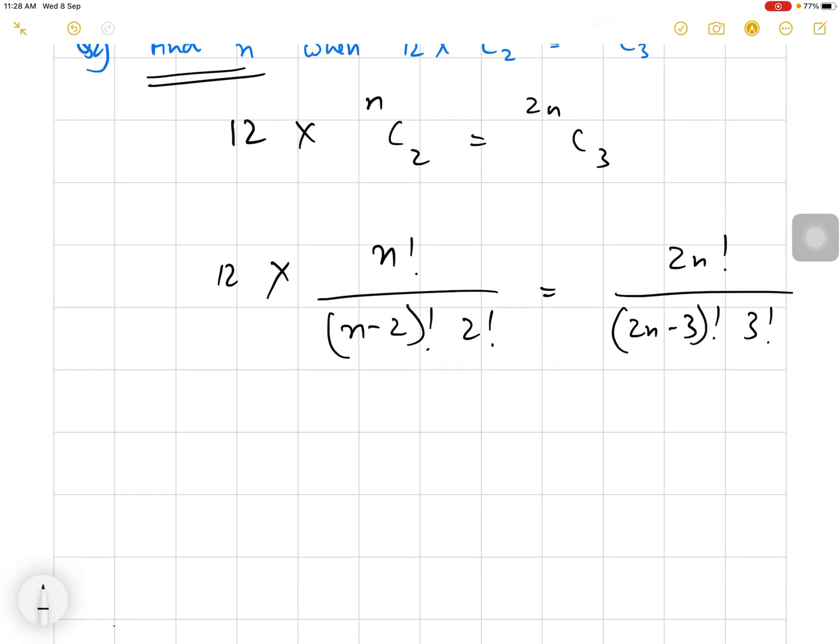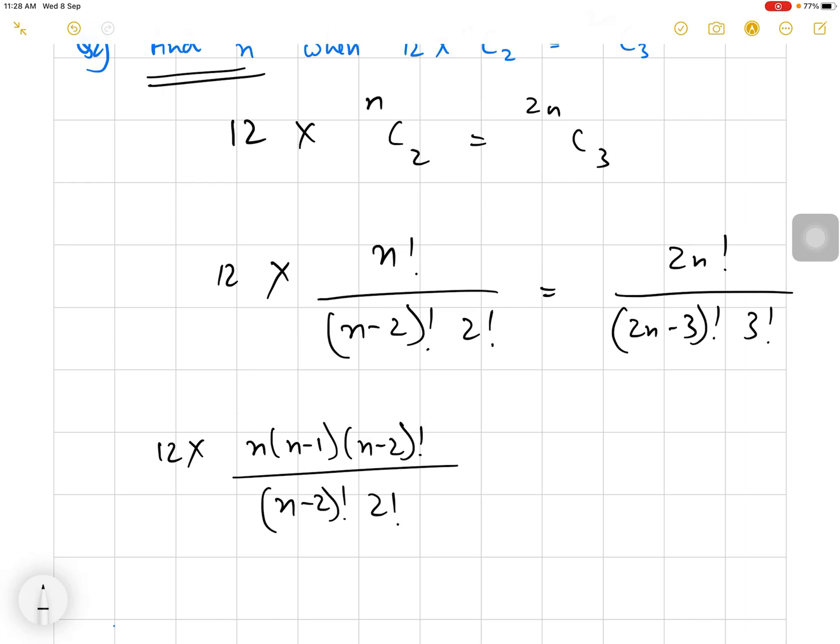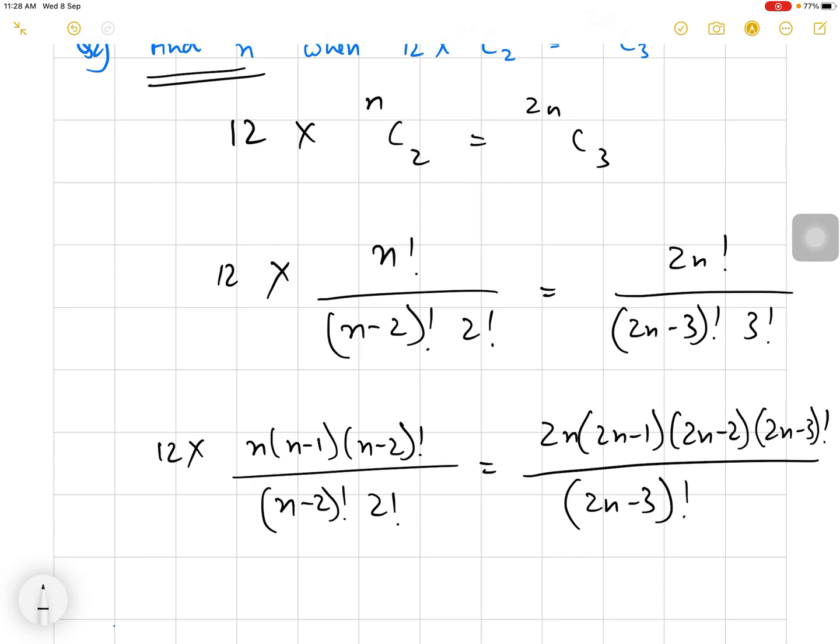Like we did in the permutation, same way. 12 into n factorial can be written as n into (n minus 1) into (n minus 2) factorial, divided by (n minus 2) factorial, 2 factorial. Other side, (2n) factorial can be written as 2n into (2n minus 1) into (2n minus 2) into (2n minus 3) factorial, divided by (2n minus 3) factorial into 3 factorial. Let's see things which we can cancel. (n minus 2) factorial, (n minus 2) factorial we can cancel. (2n minus 3) factorial, (2n minus 3) factorial we can cancel.